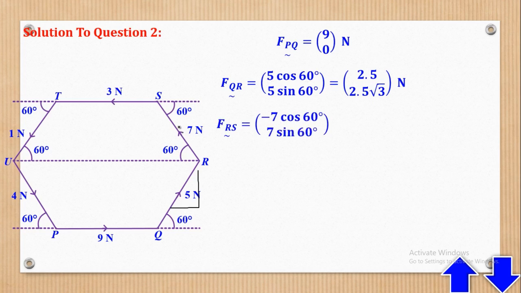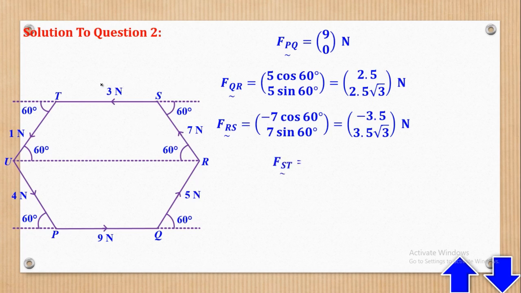The next is RS, 7 Newton force. So for the 7 Newton force, horizontally I'll move to the left and vertically I'll move upwards. That means horizontally it will be negative and vertically it will be positive, so that is why there is a negative here and here it is positive.